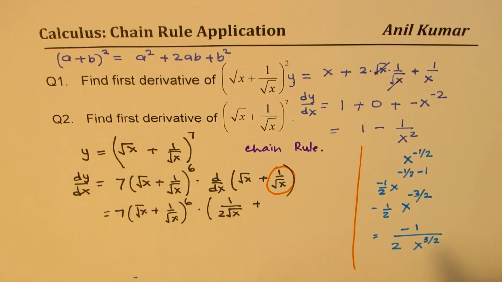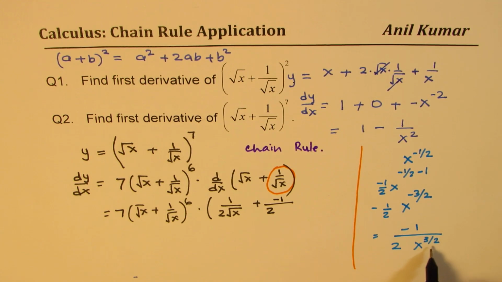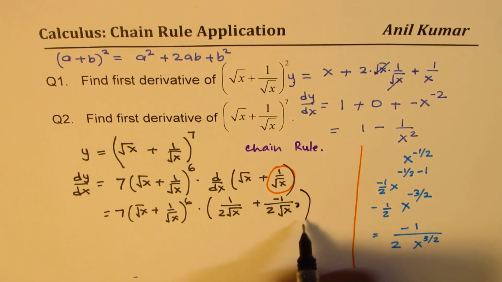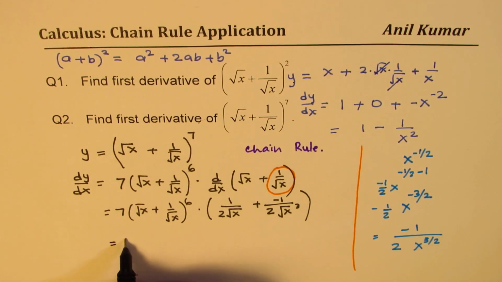So I'll write this derivative here as minus 1 over 2. Now this is like the cube of the square root, so you could also write this as square root of x cubed. Is it okay? So that could be another way of writing the same thing. As you can see here, the chain rule really helps to find the derivative of functions which are very difficult to work with otherwise.